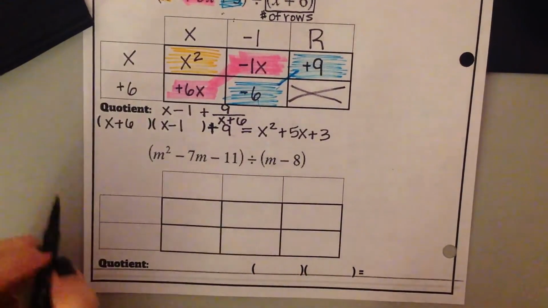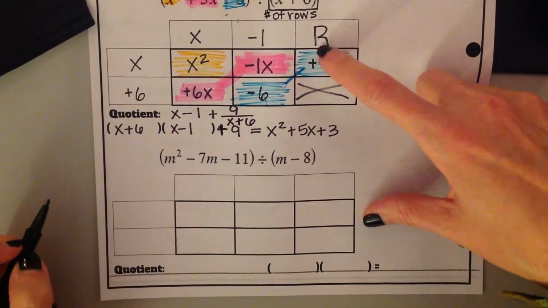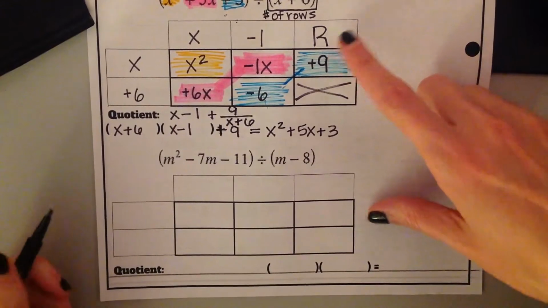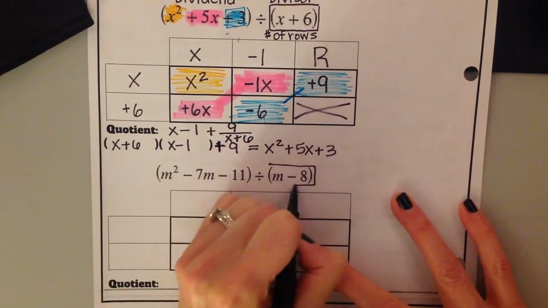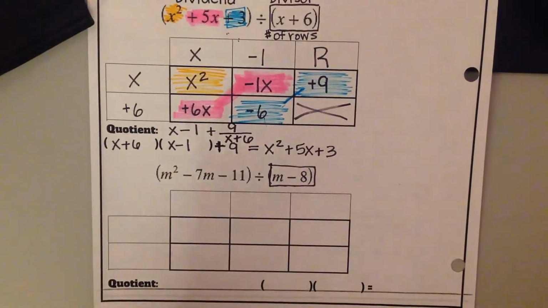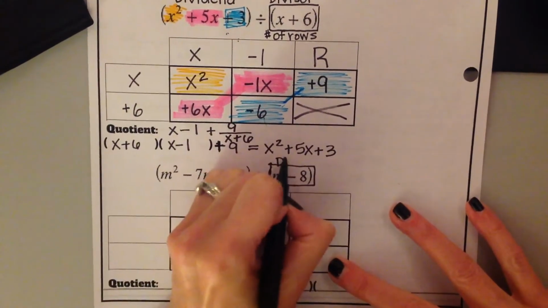Next one. So you can see it's not much different. We're just going to have one more row than we did yesterday. All right, so let's look at the next problem. Again, you want to identify your divisor. Ask yourself, what am I dividing by? M minus 8. So this is my divisor.